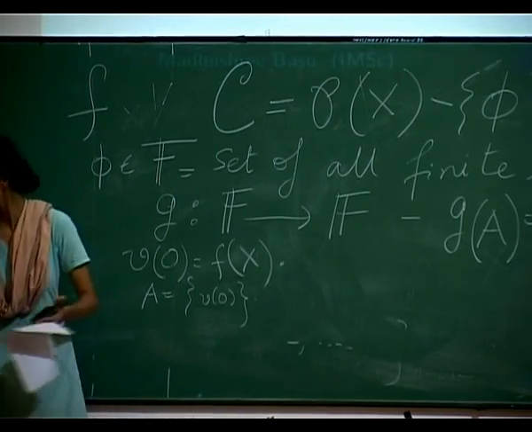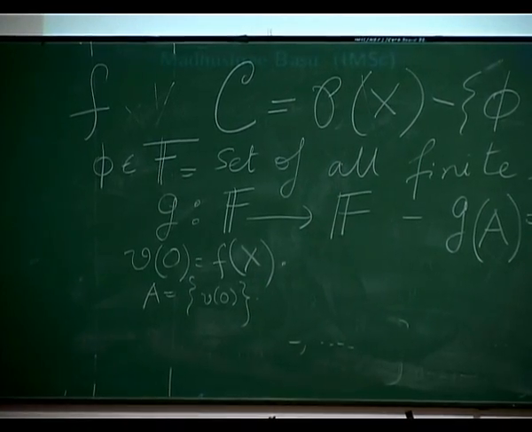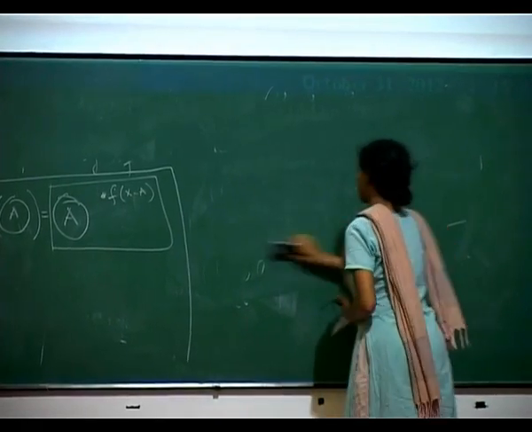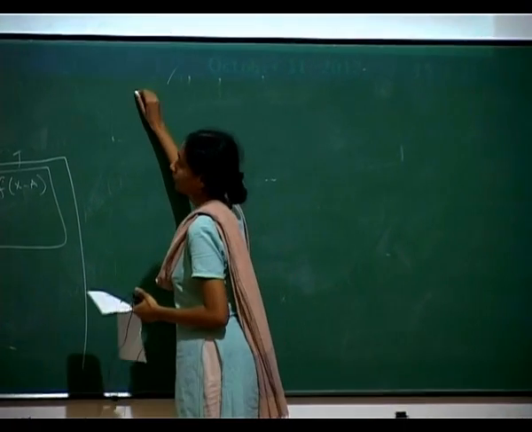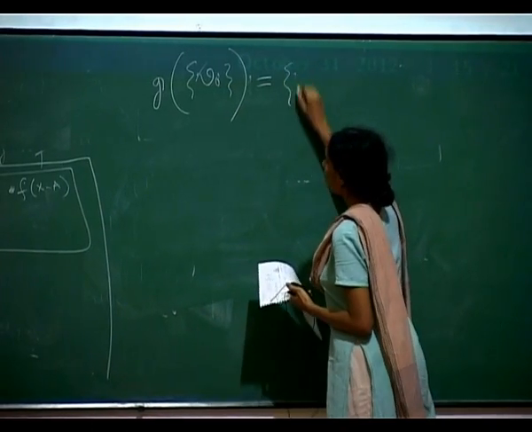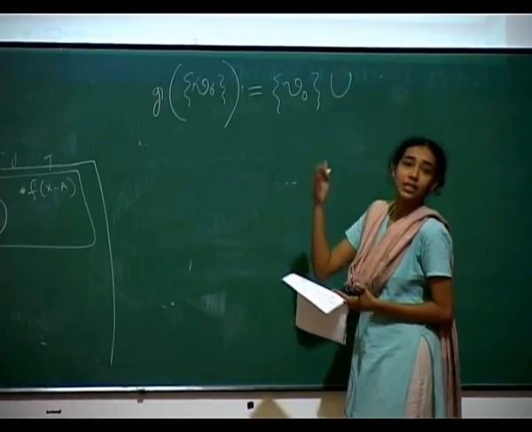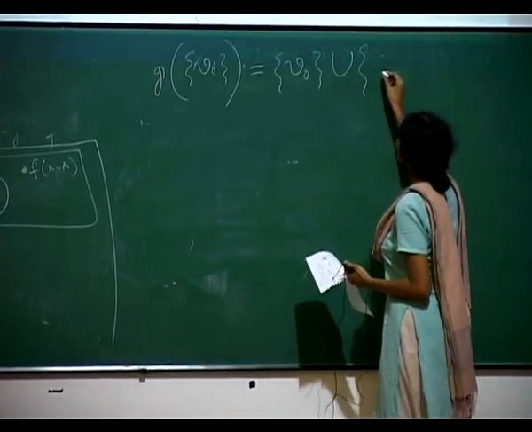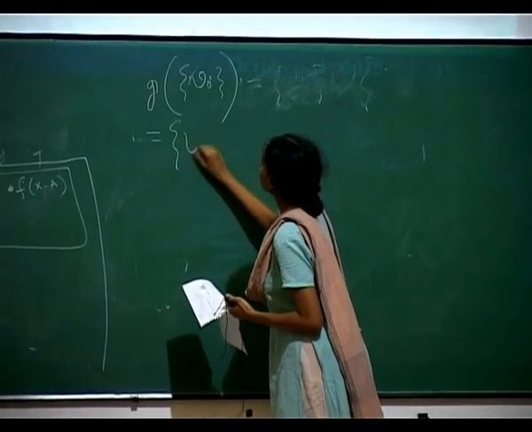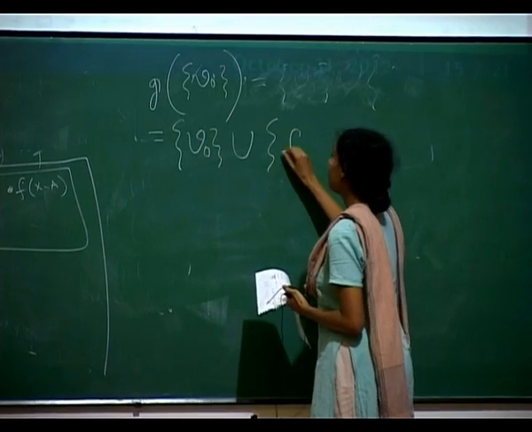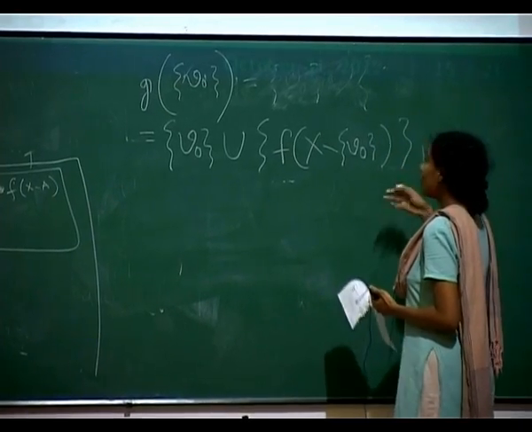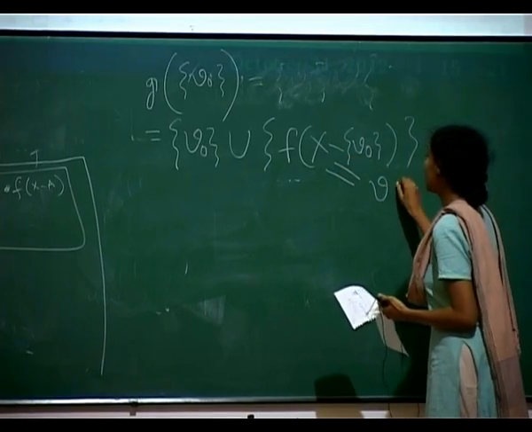So what is G of this set V0? It is really V0 itself and one more element which is not V0, right? So call this V0 and one more element. What is that element? F of x minus singleton set V0. So I am of course tempted to call this V1.